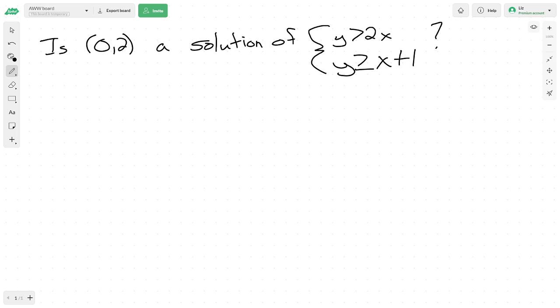First, let's look at some ordered pairs and see if they're solutions of systems of inequalities here. So we have (0, 2), and we're wondering if that's a solution of y is greater than 2x and y is greater than or equal to x plus 1. So let's find out. Remember, this is my x value, my y value. So let's plug them into the inequalities here. Is 2 greater than 2 times 0? Yes, it is. 2 is greater than 0.